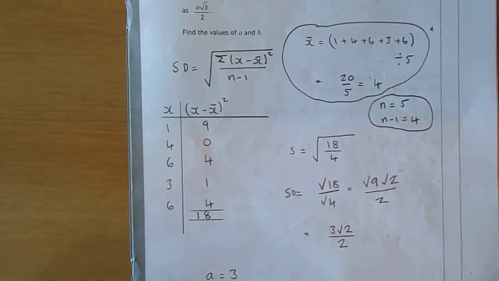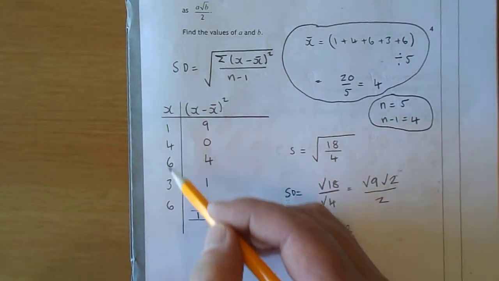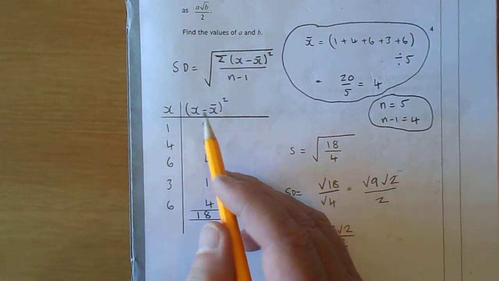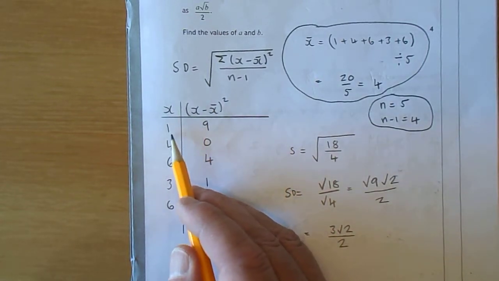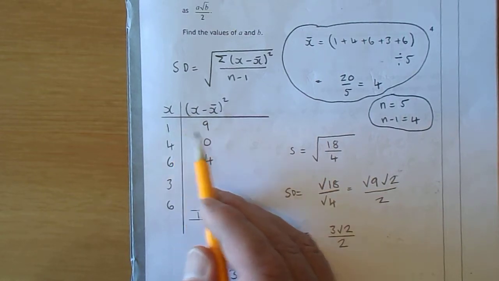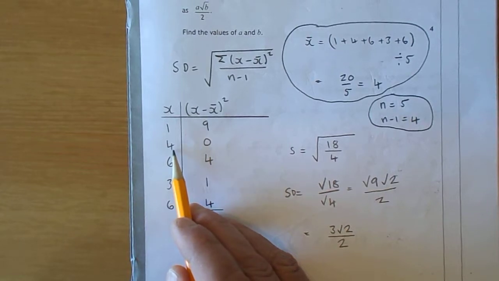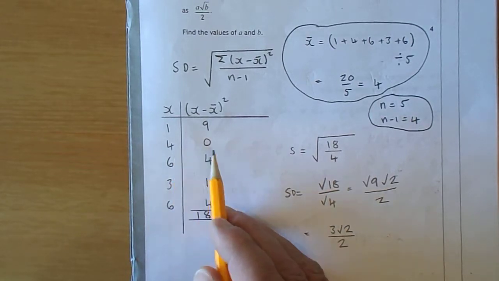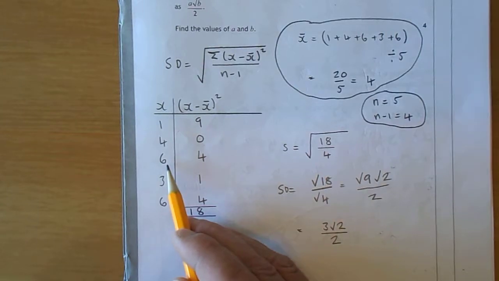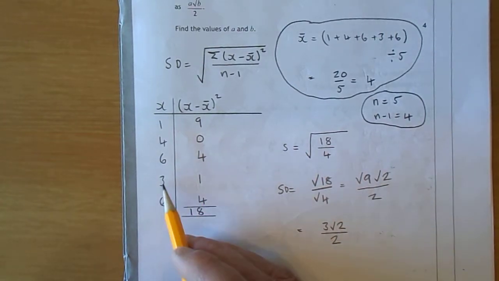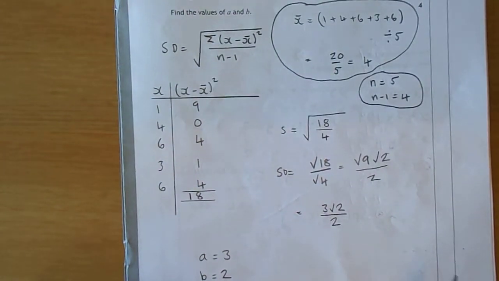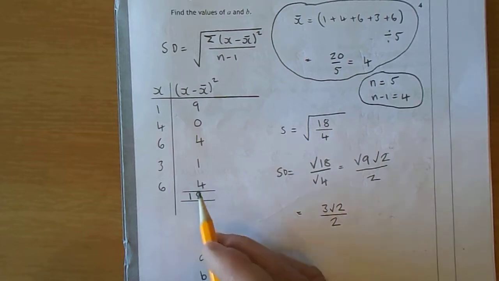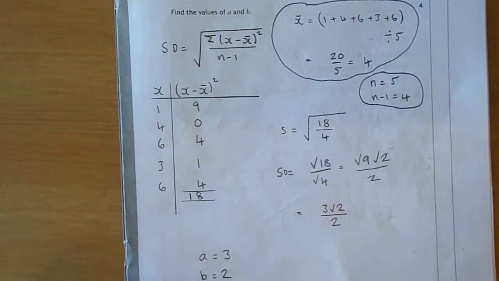Okay, when I do the standard deviation, I write down all the numbers there, and then I work out each number, take away the mean, and then square it. So when x is 1, what's the mean again? It's 4. 1 take 4 is -3. Square that, you get 9. 4 take 4 is 0. Square it, of course you get 0. 6 take 4 is 2. Square 2, you get 4. 3 take 4 is -1. Square that, you get 1. And 6 take 4 again is 2. 2 squared gives you 4. This gives you a total of 18.